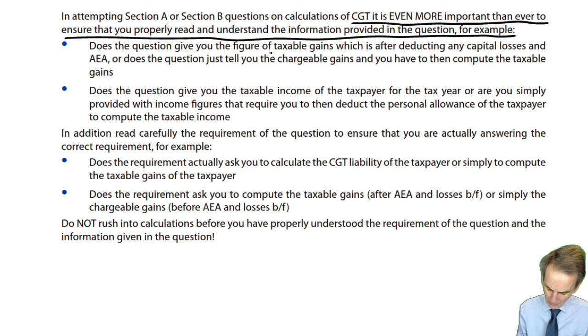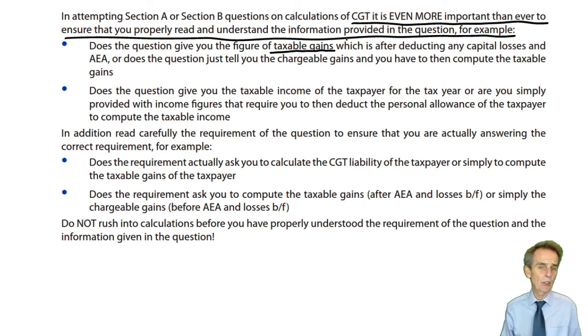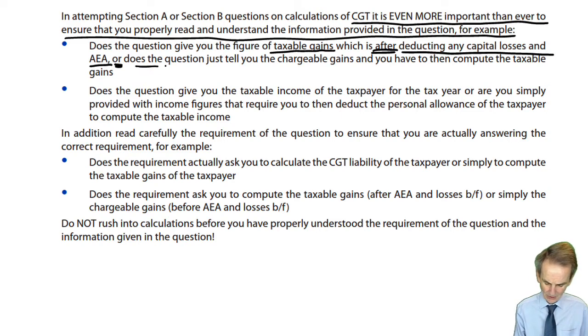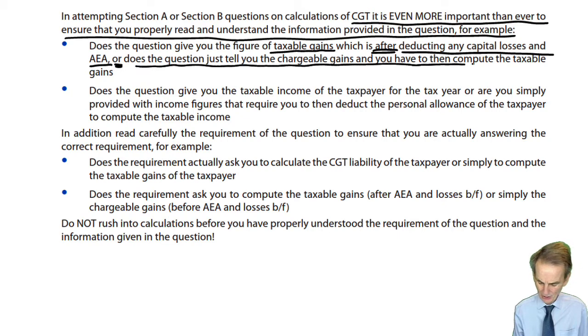Does the question give you the figure of taxable gains? In the exercises that we've done so far, I'll be giving you both taxable gains and taxable income. And that was then used as the basis from which you could then compute the CGT liability. Now, you know that taxable gains is after having deducted any capital losses and, of course, your AEA for the tax year. So, does the question give you the figure of taxable gains, or does the question tell you the chargeable gains and you then have to compute the taxable gains?